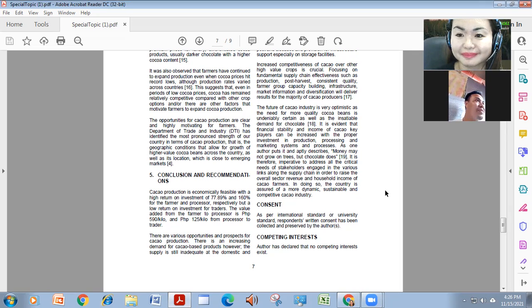Whereas inevitable demand for the chocolate. It is evident that financial stability and income of cacao key players can be increased with the proper investment in production, processing, and marketing systems.